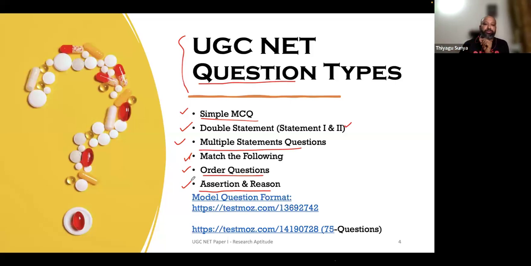Therefore, there are 6 types of questions, all used in the paper examinations. And Gauri, please don't be on annotate.